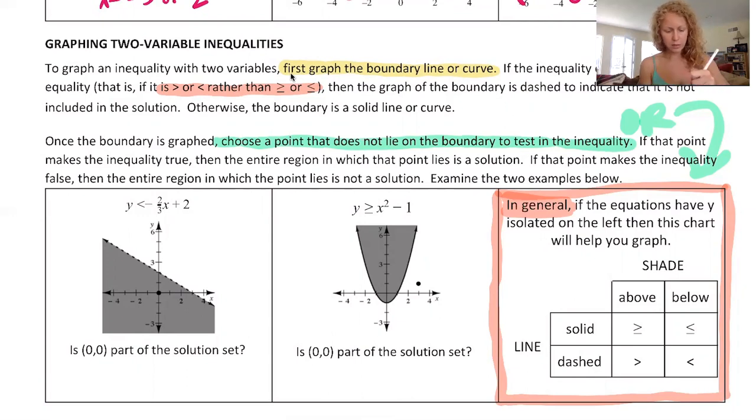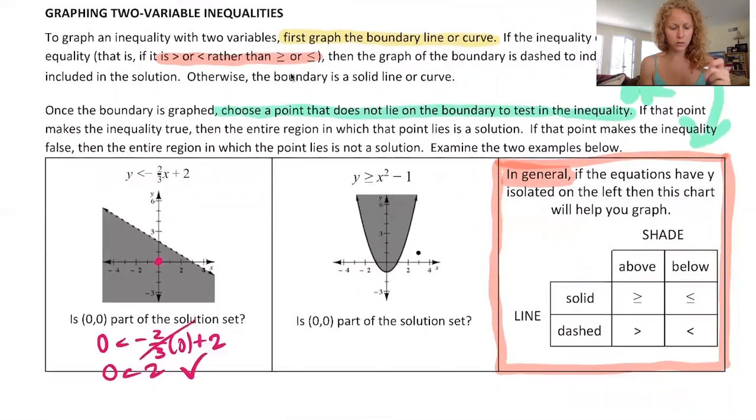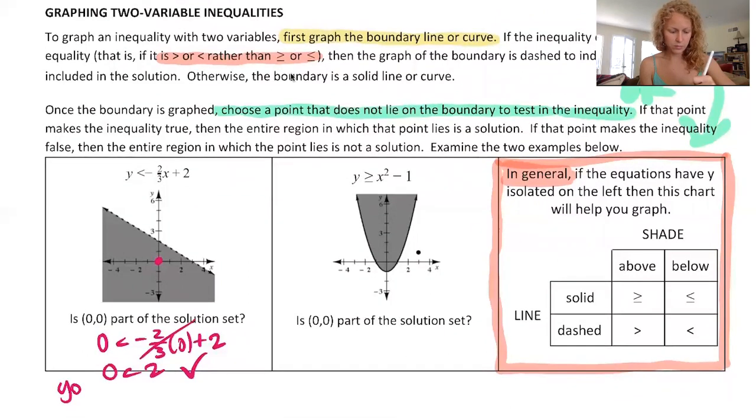So is 0, 0 part of the solution set? When it says test it, it pretty much just means plug it in. Is 0 less than negative 2/3 times nothing plus 2? So that becomes nothing. So is 0 less than 2? Yes. So 0 is part of the solution, which means you shade the section with 0. So you shade that 0, 0.